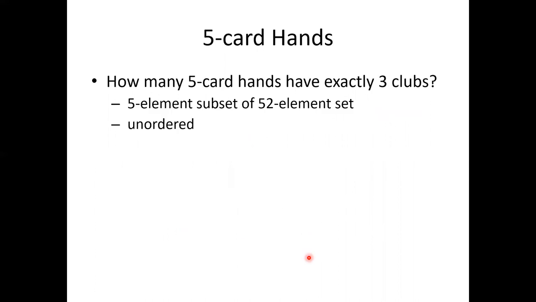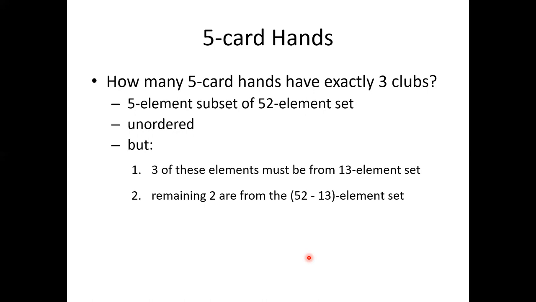Now let's put some constraints. How many of these 5 card hands have exactly 3 club cards? So you're choosing 5 and they are unordered, but now you have this constraint that 3 of them have to be clubs. In other words, 3 of them are chosen from the 13 element set, all clubs, and the remaining 2 are chosen from all the other suits, right?